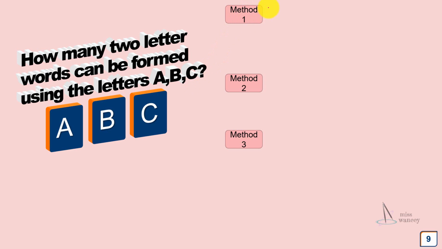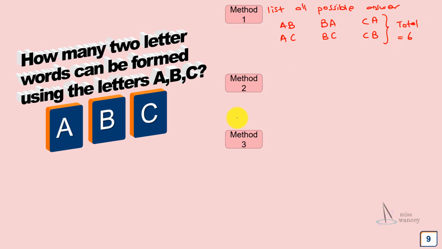So the first method, we can try to list down all possible answers. So you can have AB, we can have AC, start with B, BA, BC, or you can have CA, CB. So altogether, the total is equal to 6.